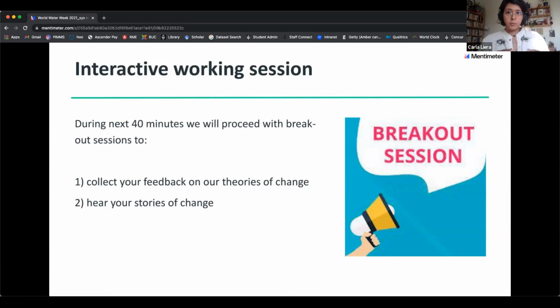For this, you will be divided into four groups. You will be able to choose which group you're in. And the four groups are livelihoods, education and empowerment; time use; decision-making; and participation and leadership in WASH government. Once you're inside that group, one of the moderators from this group will share a link with you. You will click on that link. And next slide, please.